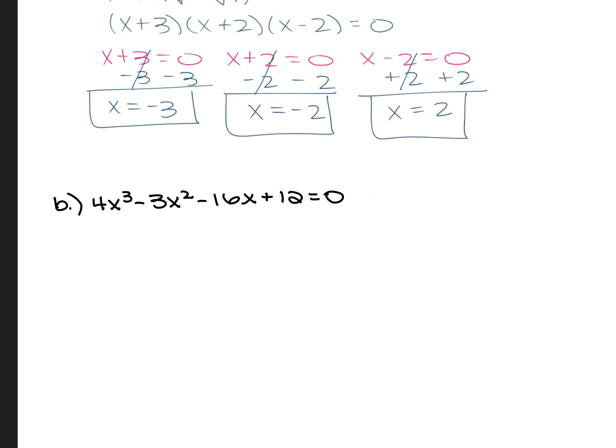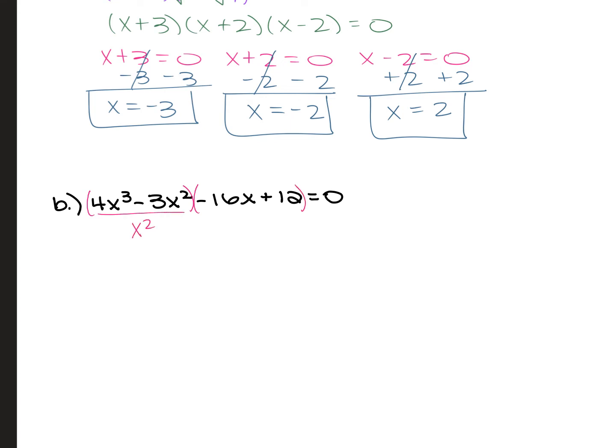For example B, you have 4x cubed minus 3x squared minus 16x plus 12 is equal to 0. Again, you have 4 terms on that left side of that equal sign, and this is equal to 0, so we are going to factor by grouping. Group the first 2 terms, group the last 2 terms. From the first 2 terms, you have an x squared, that's your like factor. From the last 2, it's negative 4.